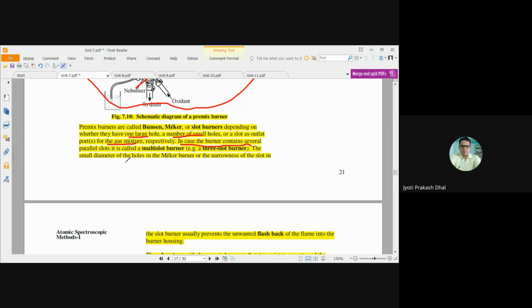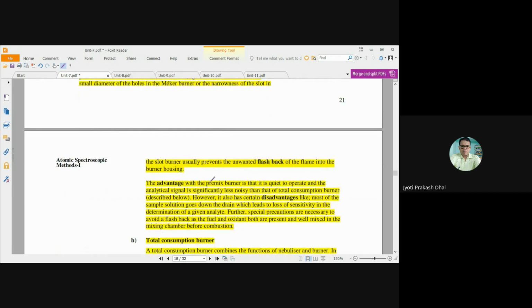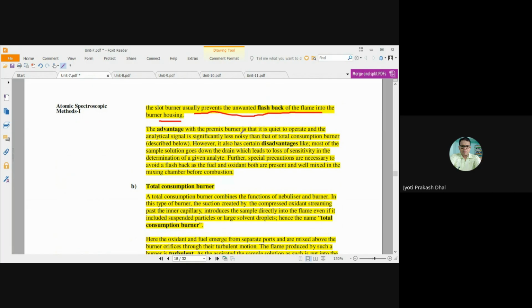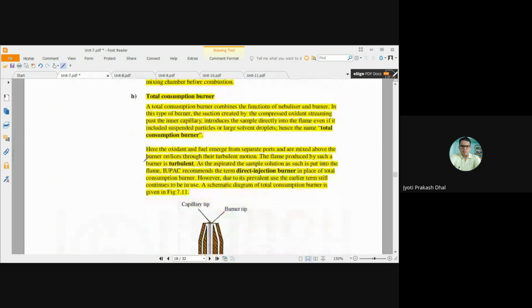The smaller diameter of the holes in the Meker burner, or the narrowness of the slot in the slot burner, usually prevents the unwanted flashback of the flame into the burner housing. The advantage of the premix burner is that it is quite accurate and the analyte signal is significantly less noisy than that of the total consumption burner. That we will discuss next.